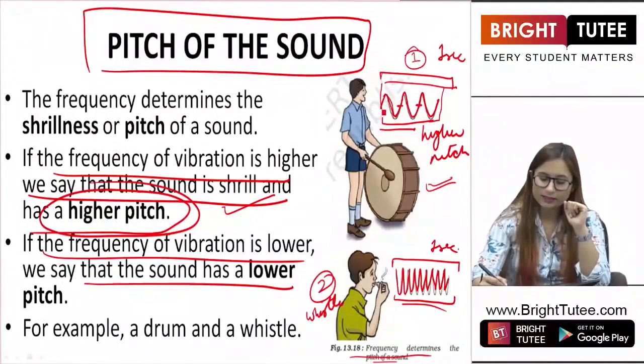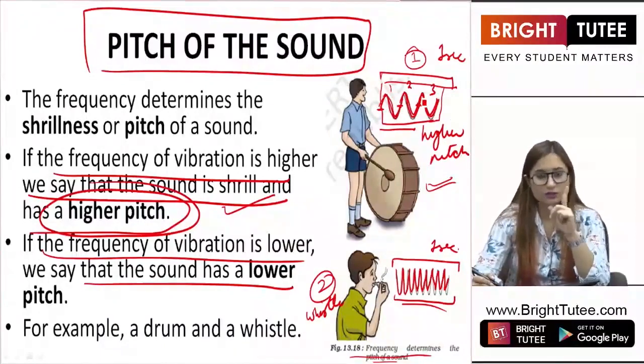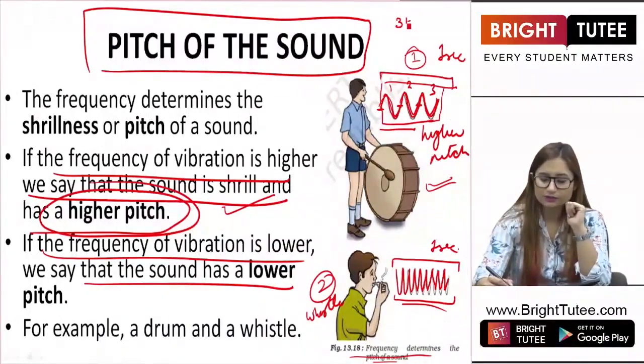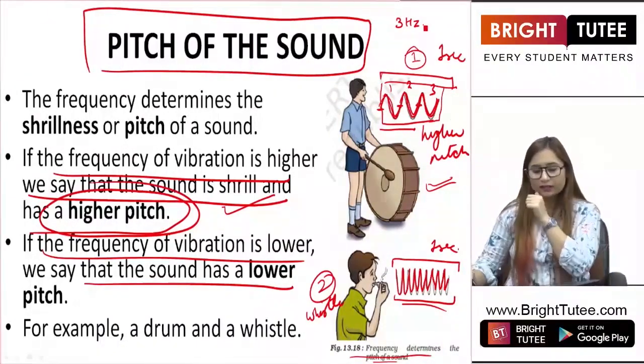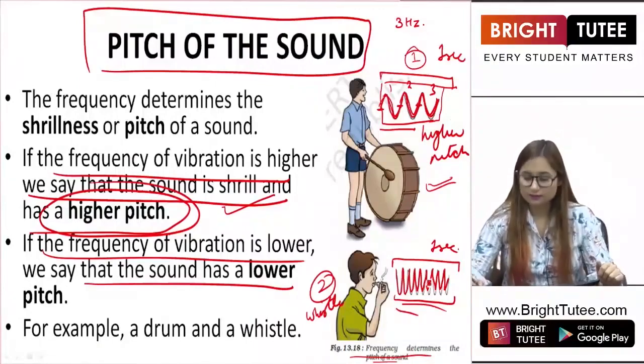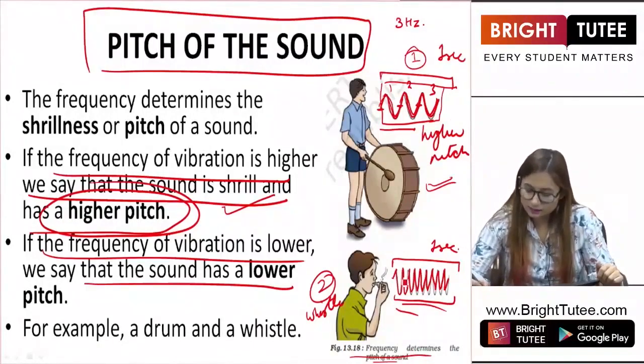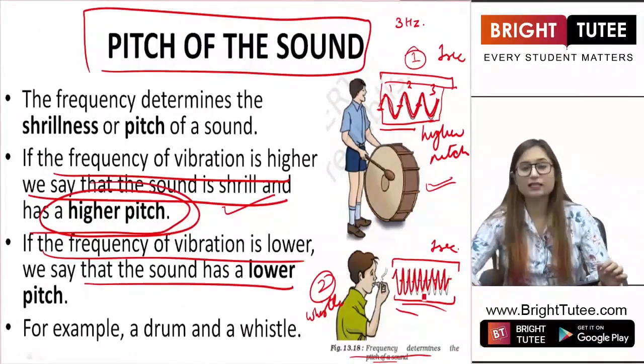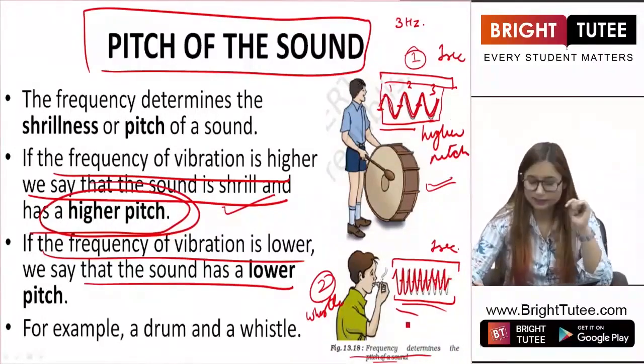So this body basically has completed 1, 2 and 3 oscillations in 1 second. So the frequency becomes 3 Hertz, right? In the case of the whistle, what do you see? It basically is 1, then 2, then 3, then 4, then 5, then 6, then 7, then 8 and then 9. Basically this body has 9 oscillations in 1 second. So the frequency becomes 9 Hertz.